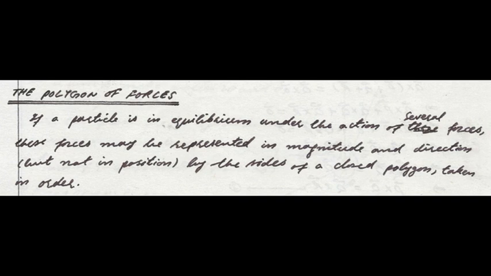Therefore, the resultant of the concurrent forces P1, P2, and so on, Pn is given by the sides of a closed polygon which is constructed with the given forces according to the polygon rule, and if the tip of Pn coincides with the tail of P1, then the resultant is 0 and the particle is in equilibrium.